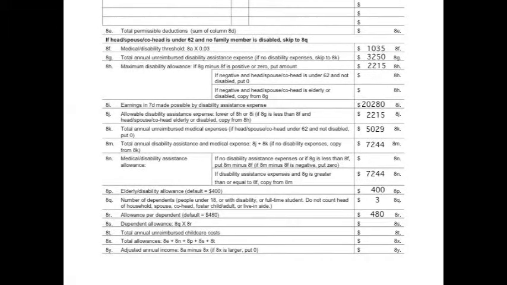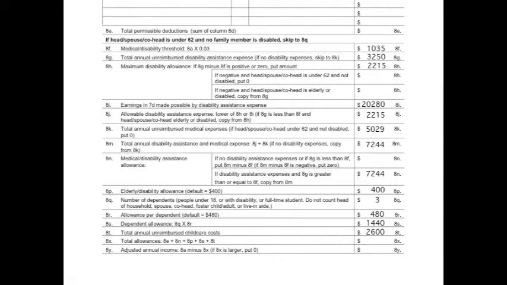So 8S, we have a dependent allowance of $1,440. Next, we have 8T, which is the child care costs. The family needs child care for Michelle, which is $50 per week. So on 8T, the total annual unreimbursed child care costs is $2,600.